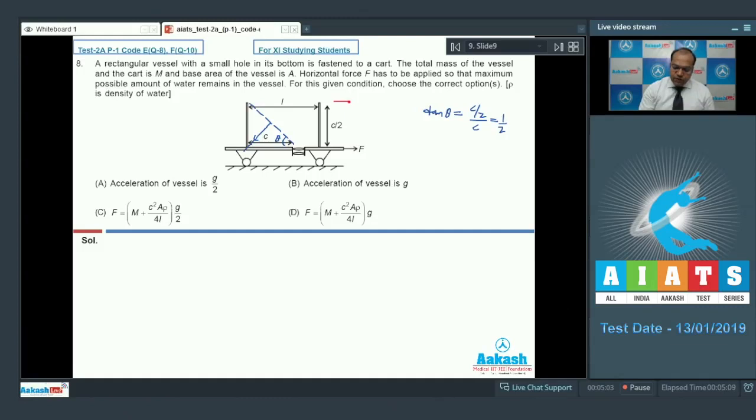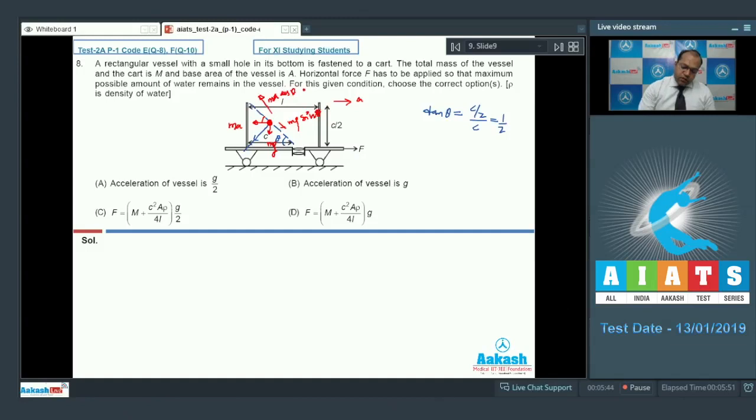Also, if the vessel is moving with acceleration a, so if I consider a small element on this surface, then with respect to the vessel, if I apply the pseudo force, then ma will act in this direction. This is the small element whose mass is let m, and on this element mg is acting in this direction. Then this angle is also theta. So if I take the component of this force in this direction, that will be ma into cos theta, and the component of mg in this direction will be mg into sin theta on the considered element of mass m.